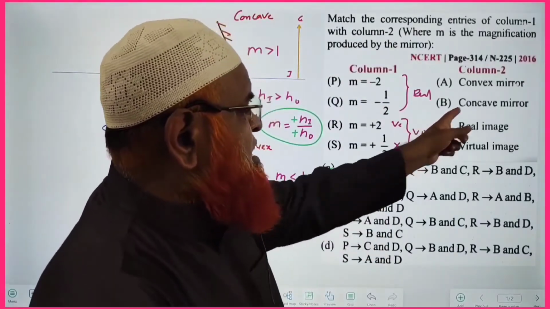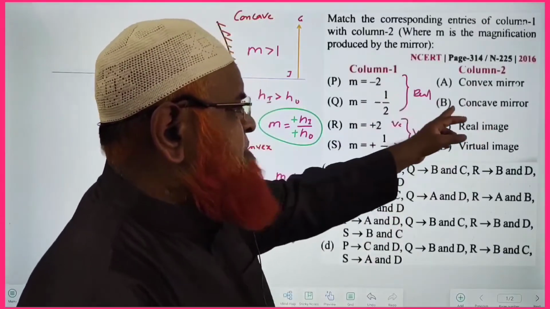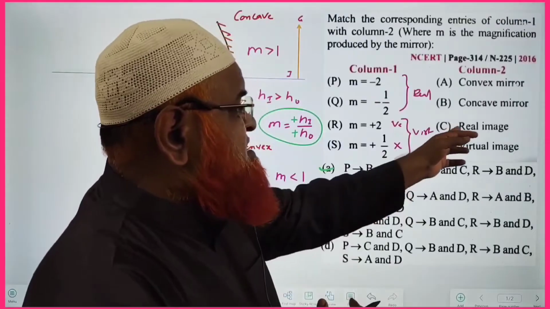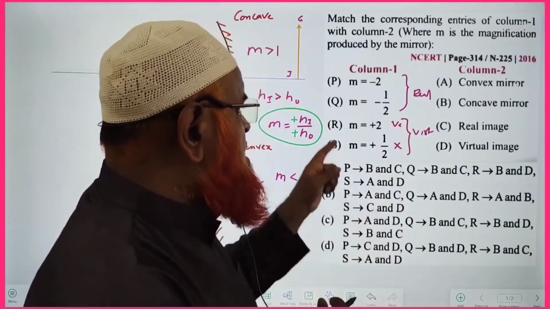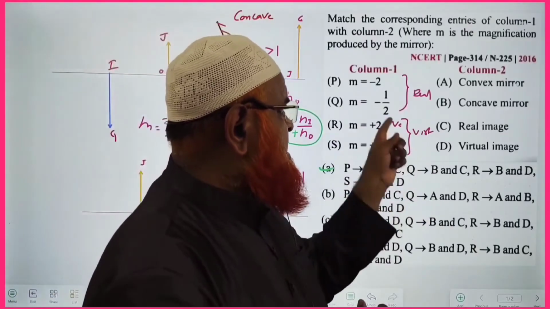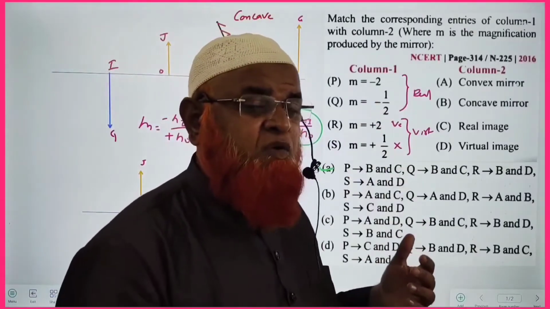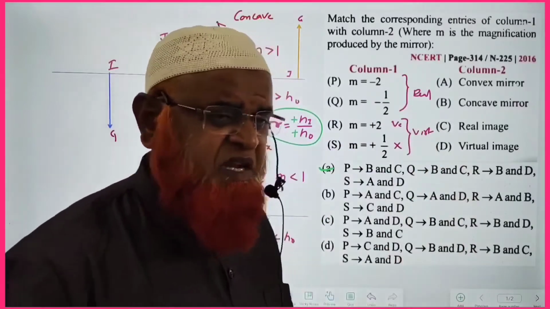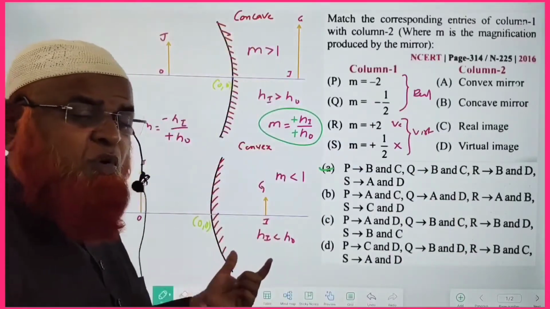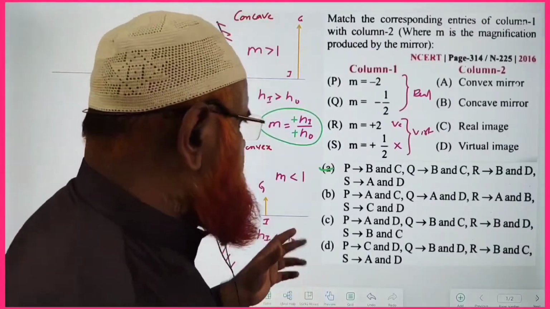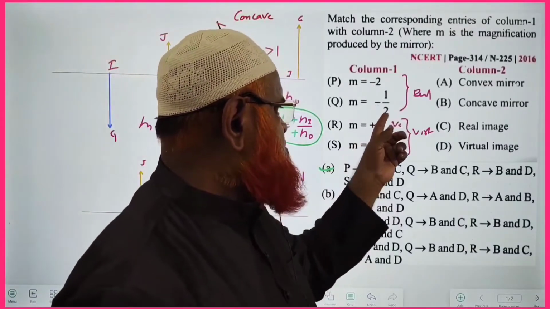What is B here? Concave mirror. This type of magnification comes for a concave mirror. And C is going to be the real image. It's correct. Now Q is minus 1 by 2. Real images you will get only for a concave mirror, not a convex mirror. A convex mirror gives you only a virtual image. It is not going to give you any real image. So therefore minus 1 by 2 means Q.